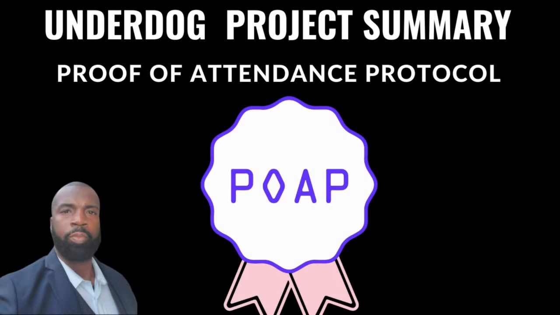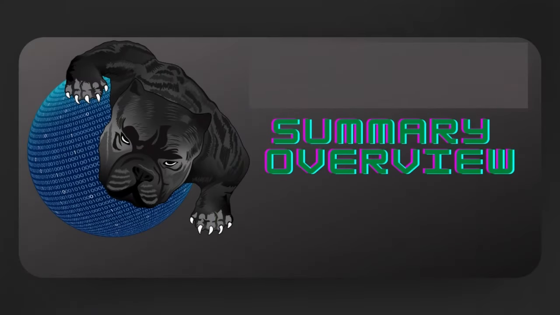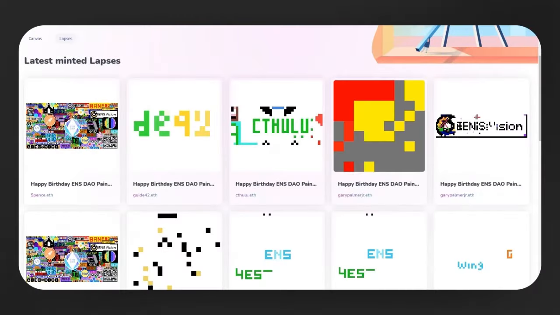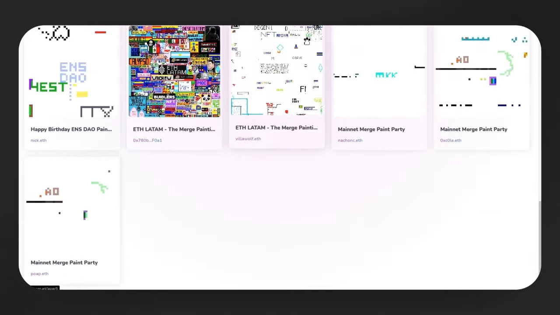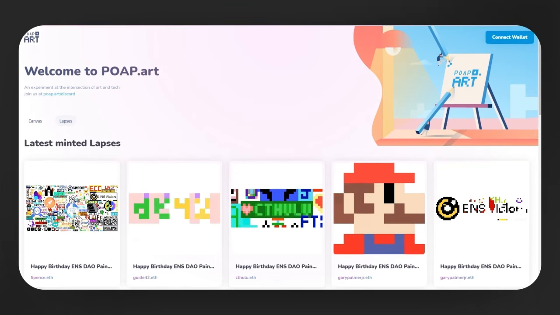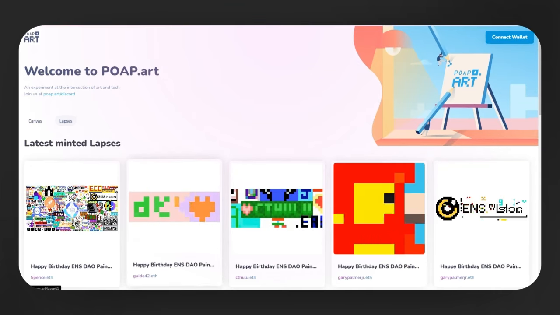This is a Poap. When we talk about Poaps, what we're talking about are pictures or images or videos that allow you to remember something. It could be a ceremony, a private function, a game, a concert, whatever it may be. Now let me show you a quick picture, a video of what you're looking at when you're thinking about Poap. So here's some example of Poaps. These are animated Poaps. You can see here, very interesting Poaps. As you can see, they help you remember the event that catch your attention.